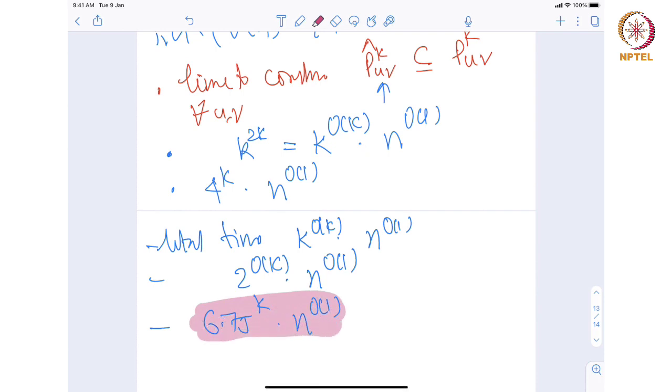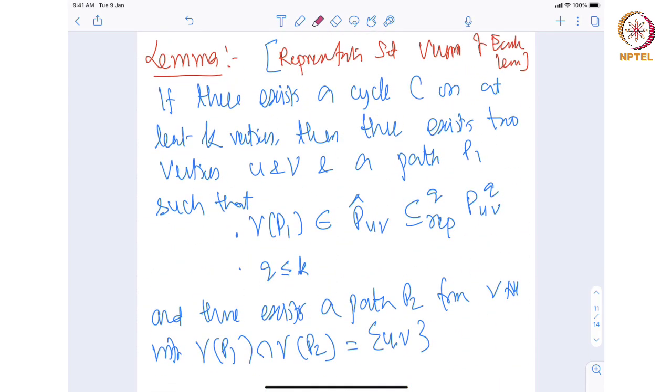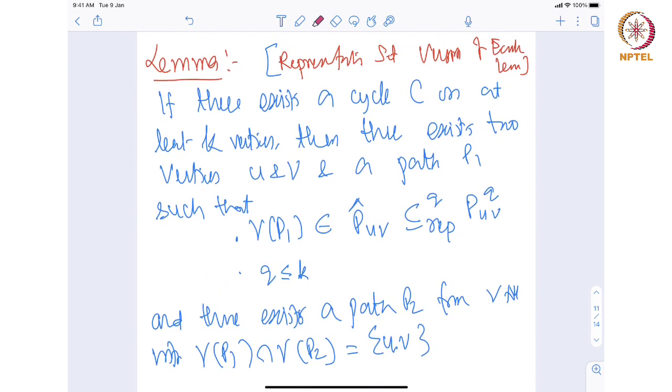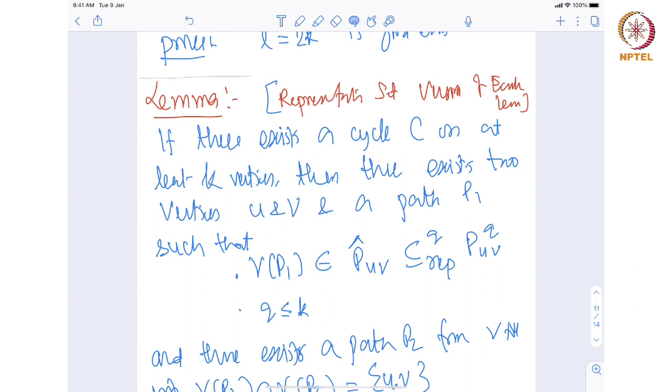Okay, good. So it all boils down to proving this nice combinatorial lemma. So let's try to prove this combinatorial lemma, and once we have proved this, the algorithm just follows.